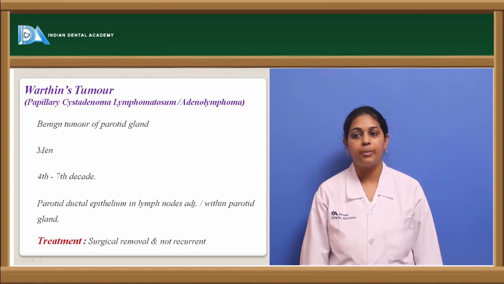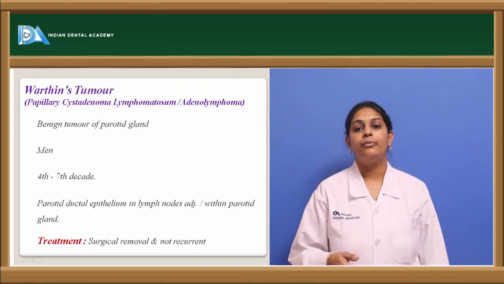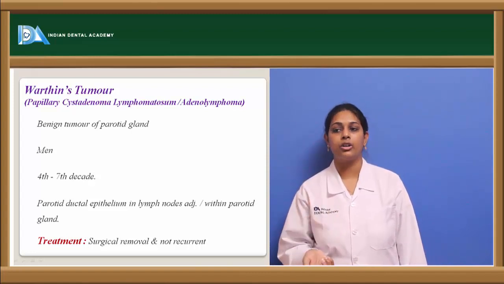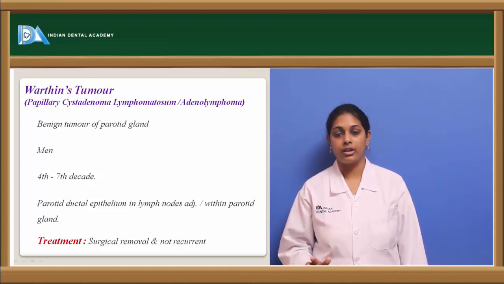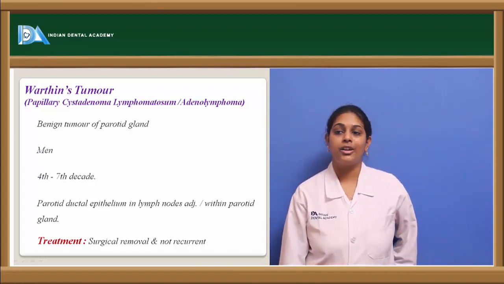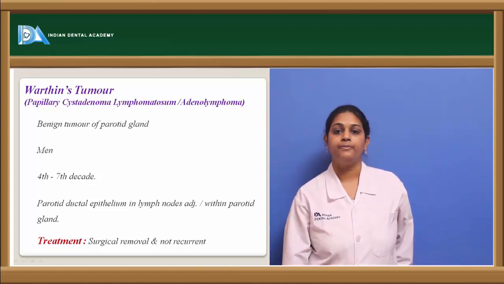We see parotid ductal epithelium in the lymph node, which is seen adjacent to or within the parotid gland tissue. Usually the epithelium is supposed to be in the parotid duct, away from the gland. Here we see this epithelium within the parotid duct or adjacent to the parotid gland. The treatment of Warthin's tumor is usually surgical removal, and it is not recurrent when compared to pleomorphic adenoma.